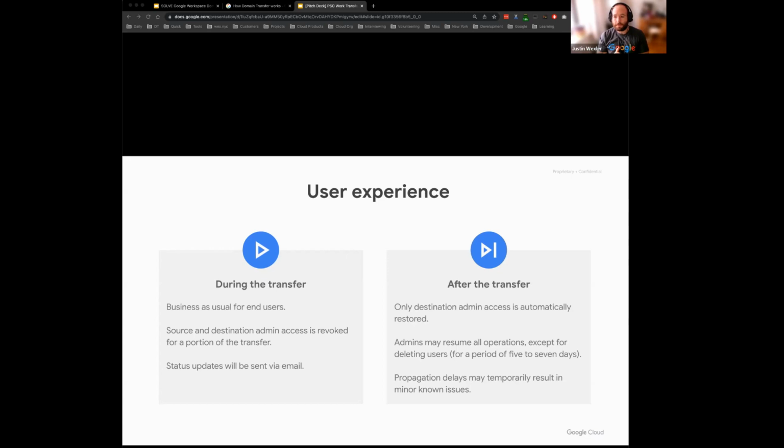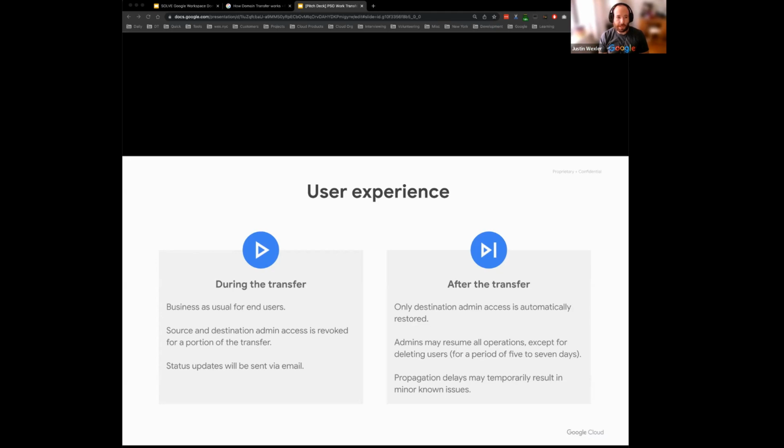You can resume pretty much every operation of Google Workspace after the fact, except for the deletion of users. The reason for this is that we run an audit process for about 5 to 7 days after the transfer completes, and we need at least the users that existed at that time to still be present. You can suspend, you can rename, you can move, you can transfer ownership, you can do pretty much everything else you want other than delete users.